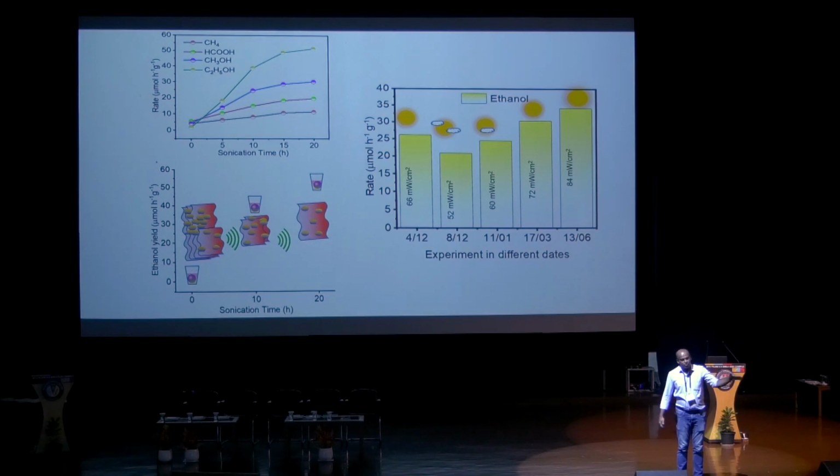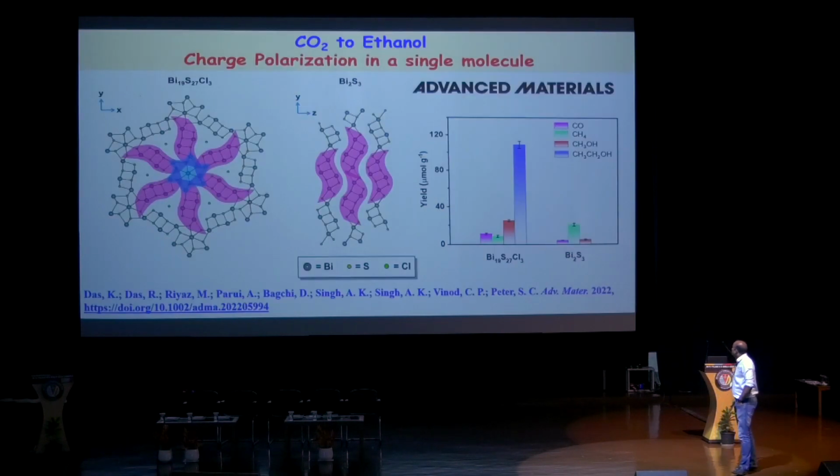With this one, we also tested this catalyst under the sun over a period of 8 months: morning, evening, cloudy, sunny, and all these conditions we tested. And you can see that in the month of June, we got almost 75% compared to the artificial light that we used. So this is around 35 micromole of ethanol per hour per gram of catalyst, compared to 52 that we are getting. So then we continued that.